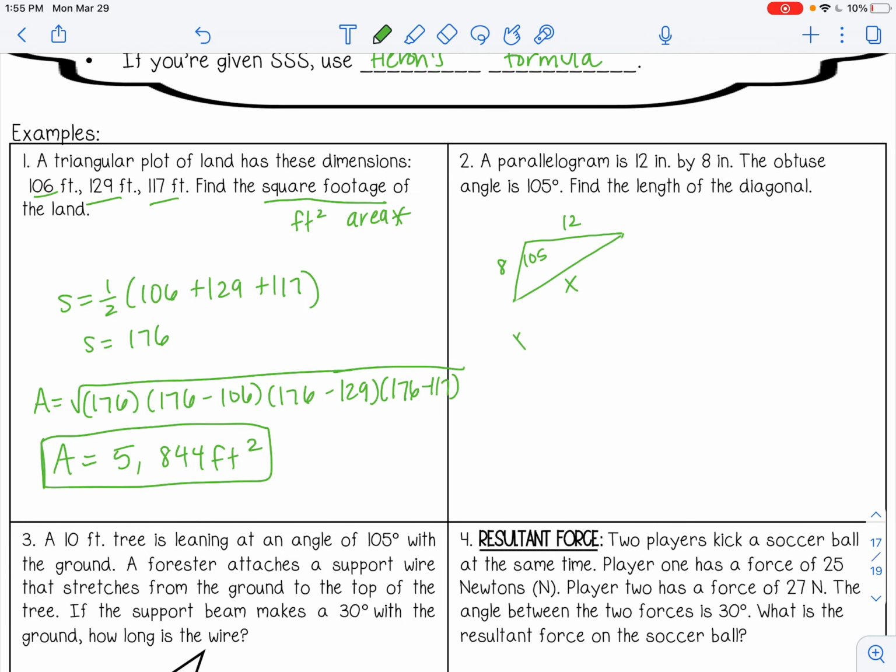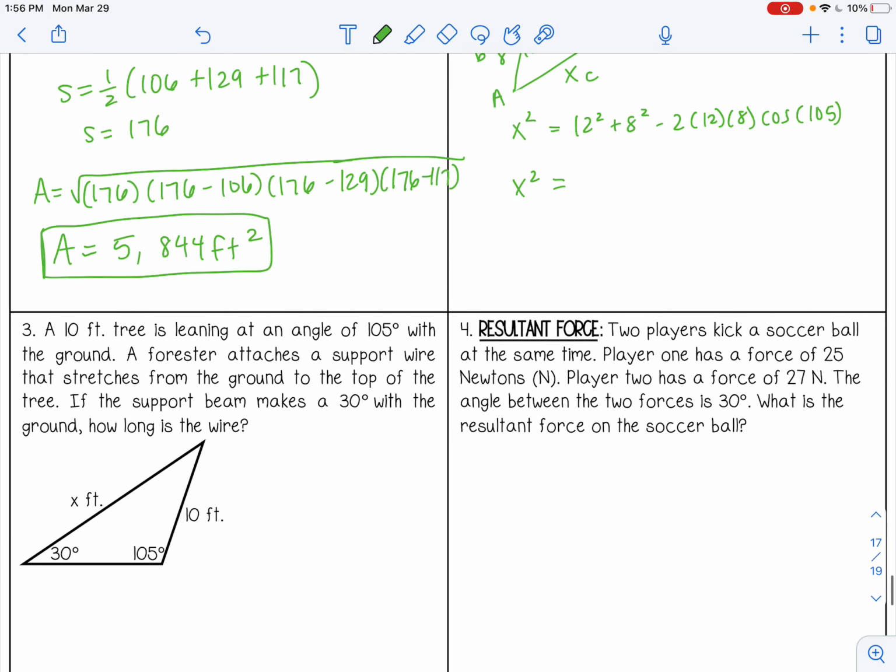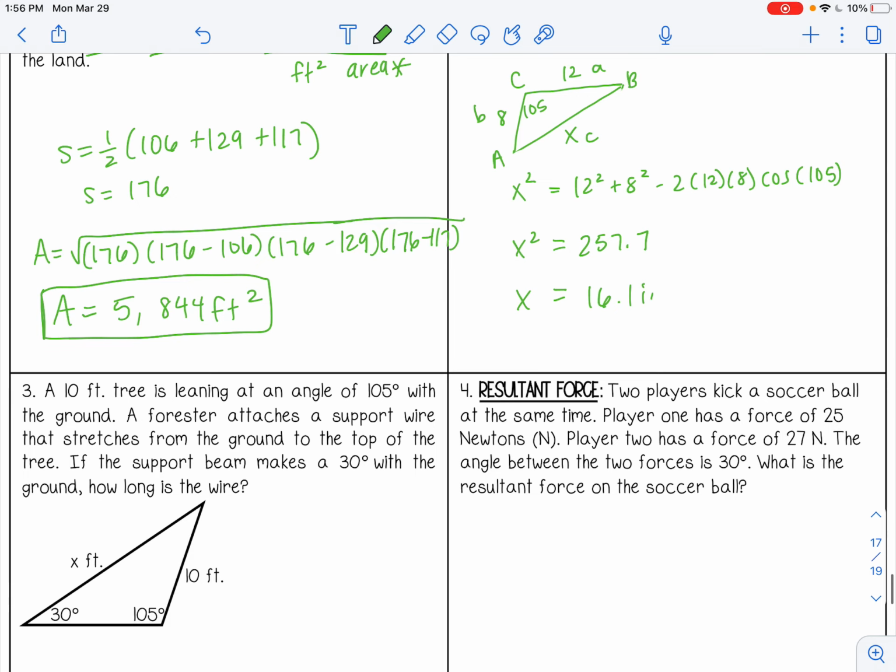So c squared, or x squared, equals a squared plus b squared minus 2ab cosine of C. That's about 257.7. So x is 16.1, and our unit is inches.